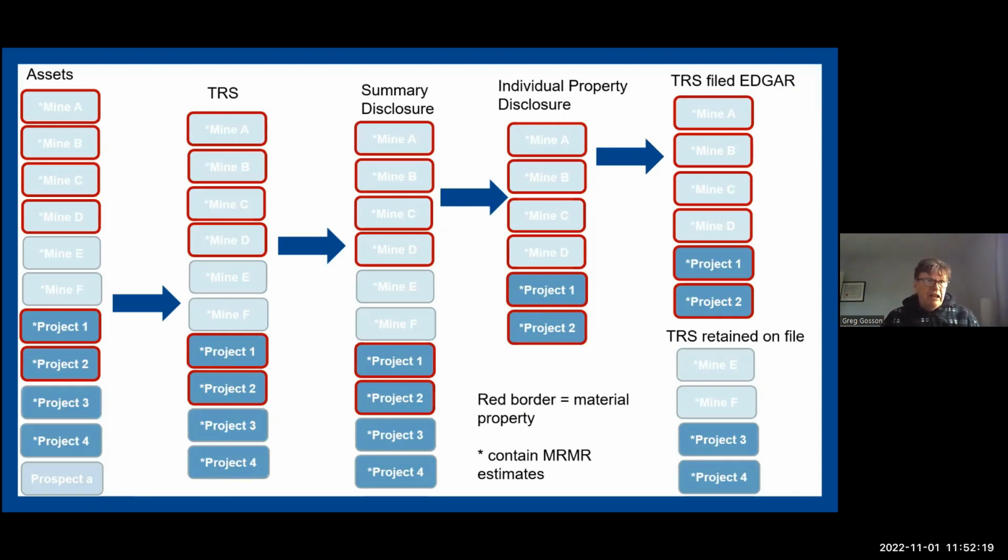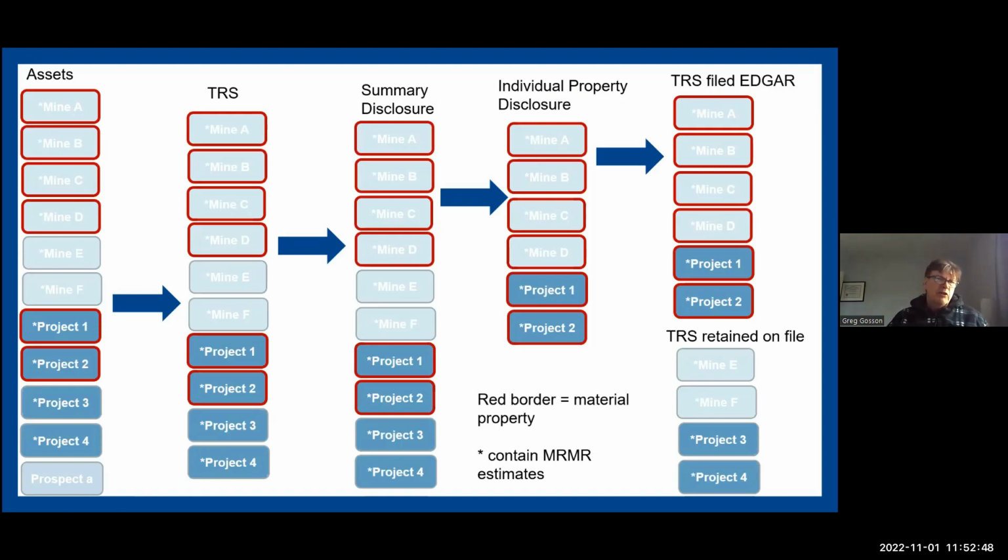They have a number of operating mines. The ones with red boxes are material properties. These ones down here are not developed, but they have resources and reserves, and 2 of them are material. And then these here are non-material properties, and here's a prospect without resources or reserves. In the tech report summaries, you're going to need to prepare technical report summaries on all the properties that are both material and not material, but have resources and reserves.